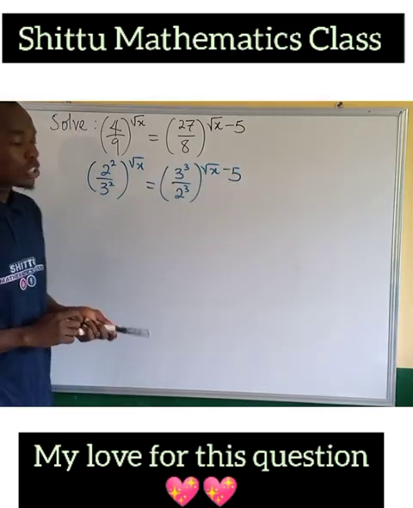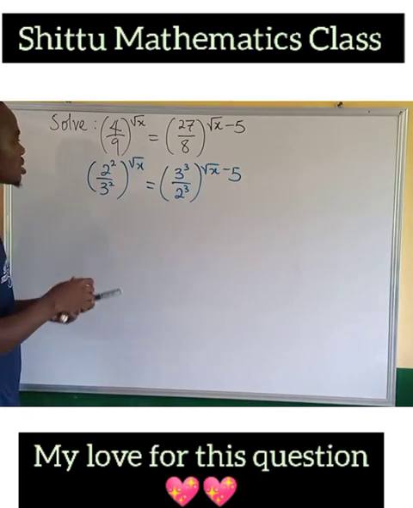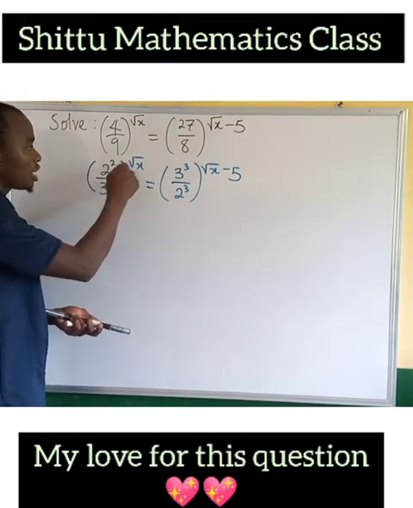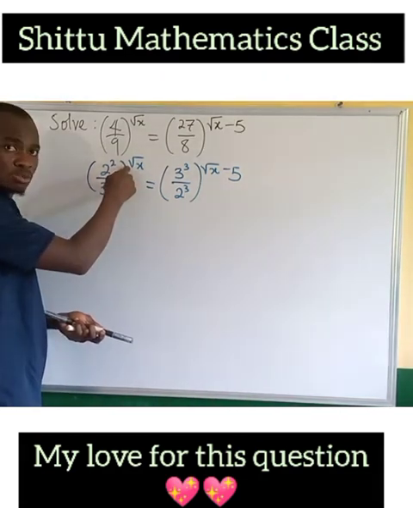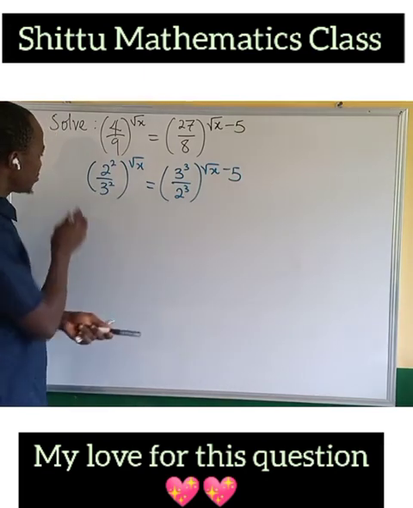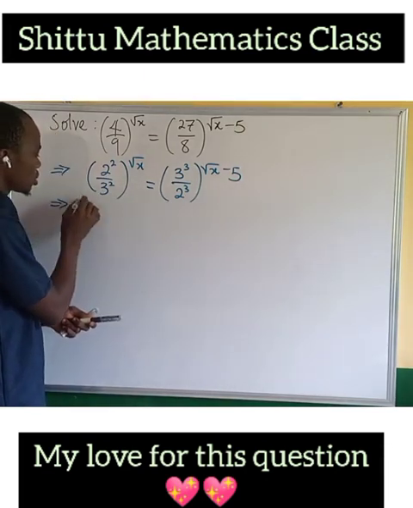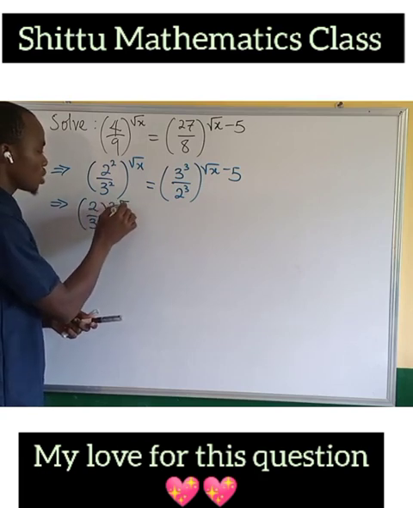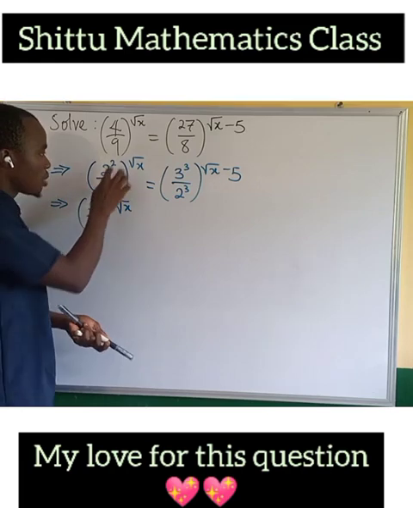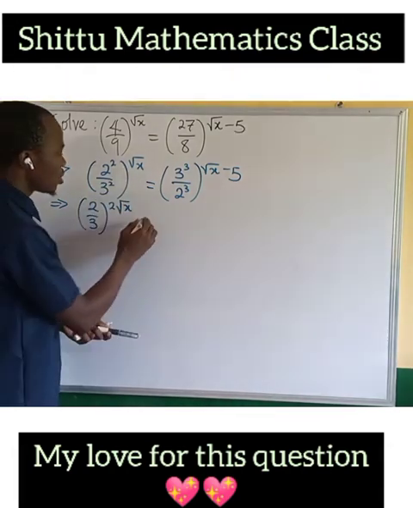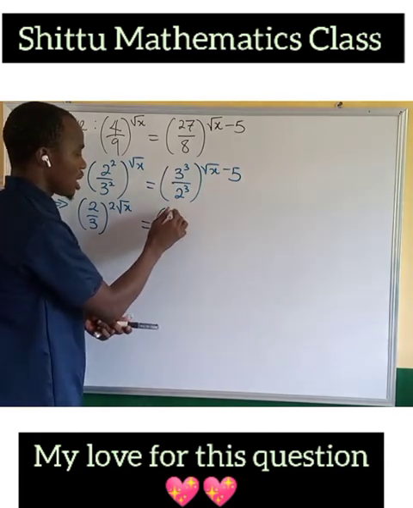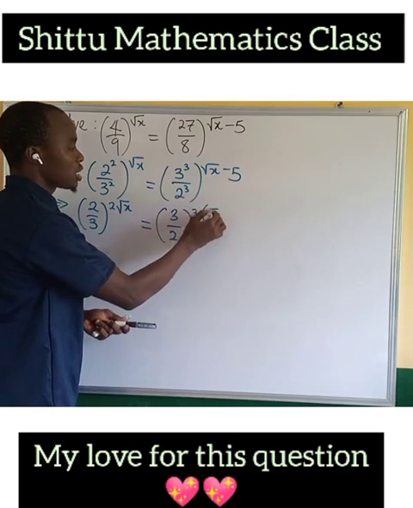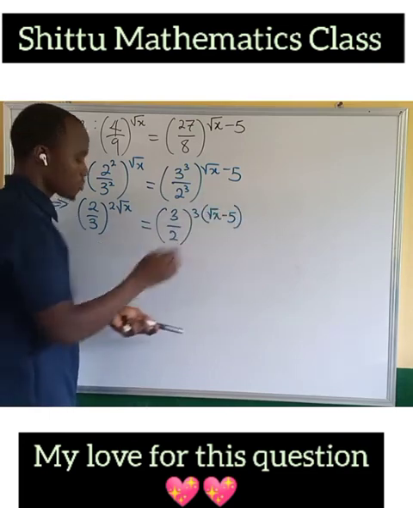Now, if you agree with me, since they are having the same power, we can bring this power outside. So we can have this to be (2/3) to the power 2 root x. I just brought this power out. Are you getting it? Now I can do the same thing here. I have (3/2) to the power 3 into brackets root x minus 5. Are you following?